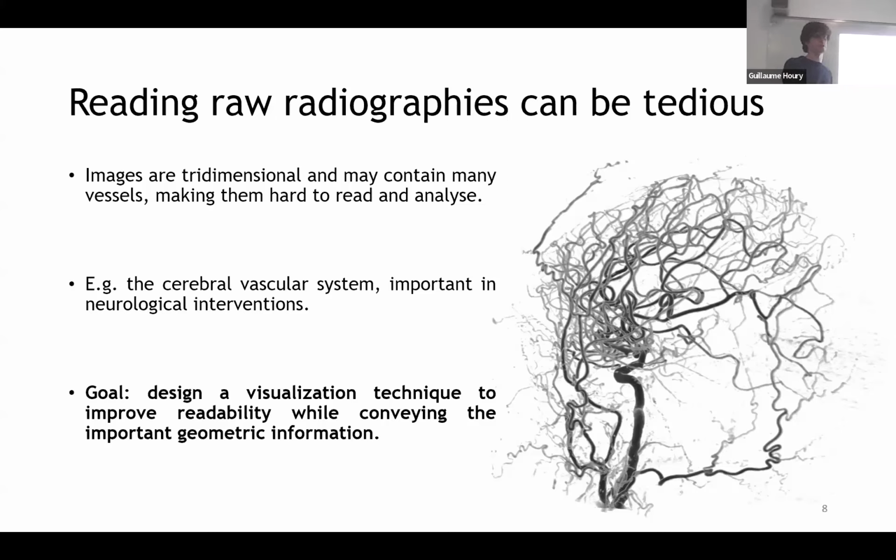Actually, the brain area is quite important, clinically speaking, because it's related to stroke management. So our goal is to design basically new visualization techniques in order to help the doctor reading this kind of images that will be quite complementary to what they have currently, and that could still convey the relevant information, in particular the geometric information that they need to take their decisions.